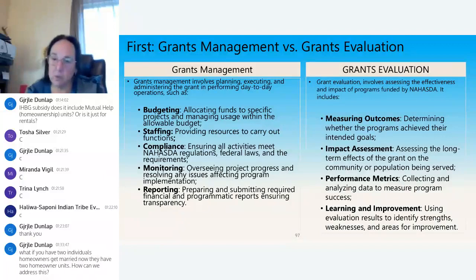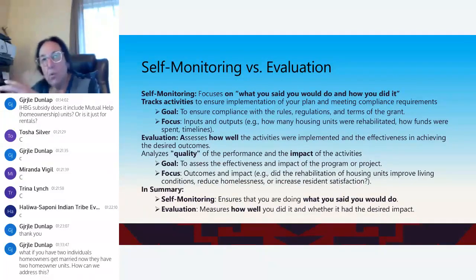The grants evaluation involves assessing the effectiveness and the impact of programs funded by your NAHASDA funds. It includes measuring your outcomes, determining whether the programs achieve their intended goals, an impact assessment, assessing the long-term effect of the grant on the community or the population that you're serving, your performance metrics, collecting and analyzing data to measure program success, and your learning and improvement, using evaluation results to identify strengths, weaknesses, and areas for improvements. So what is the difference between your self-monitoring versus your evaluation?